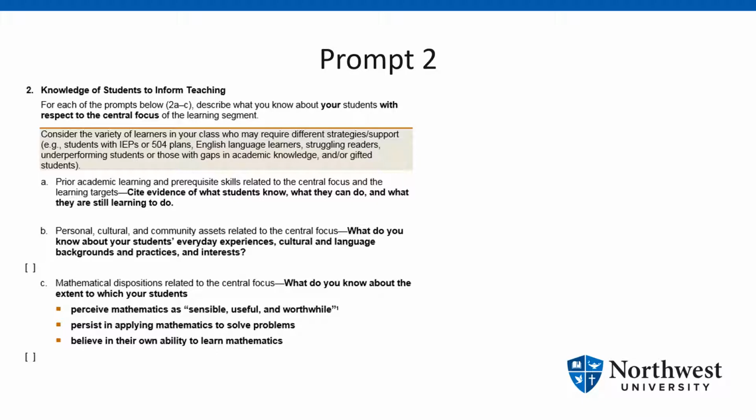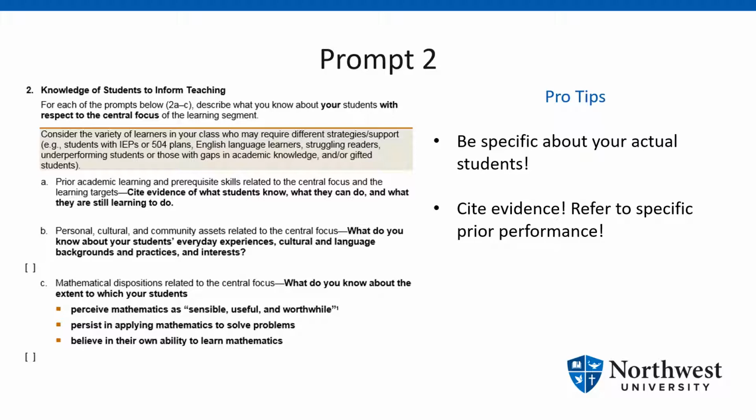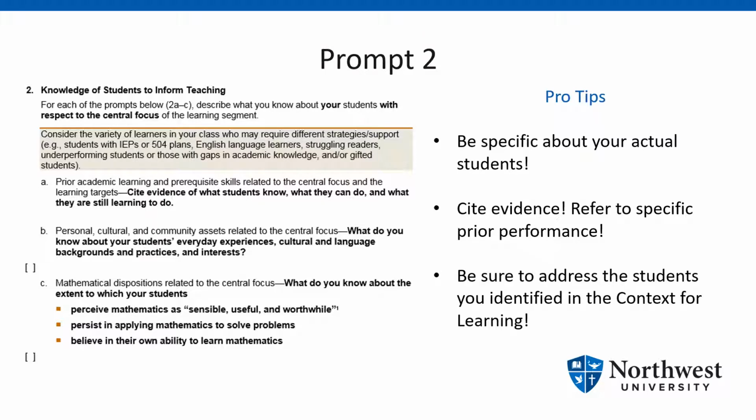So again, pro tips. You need to be specific about your actual students. This is not the time for theoretical students or the abstract. Cite evidence. Refer, please, back to specific prior performance. And you need to address the students that you identified in your context for learning document. If it gives you that highlighted phrase, consider the variety of learners, it is cluing you in. You really need to be addressing the range of needs and the range of understanding and the range of abilities in your class when you answer these prompts.